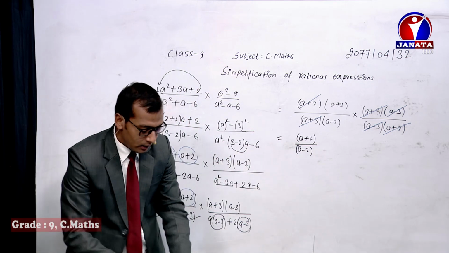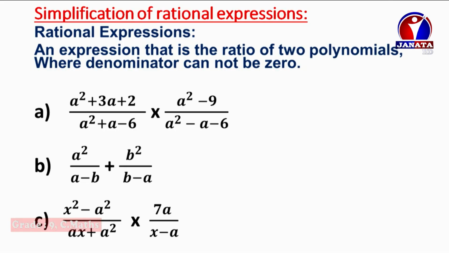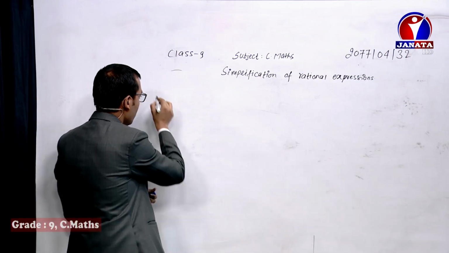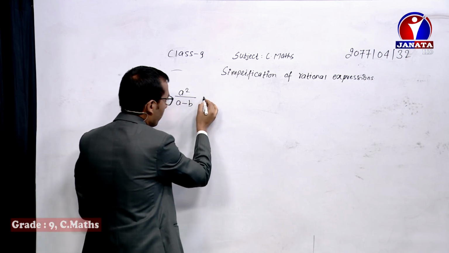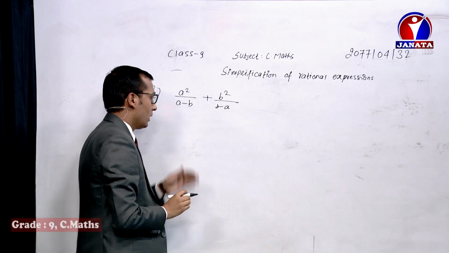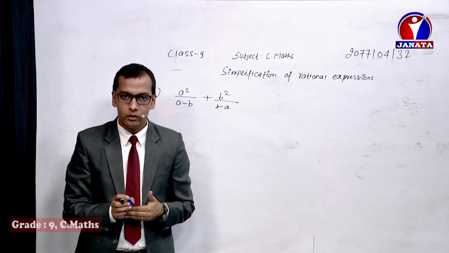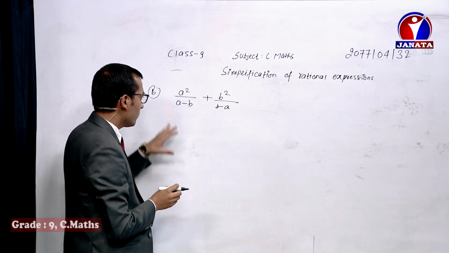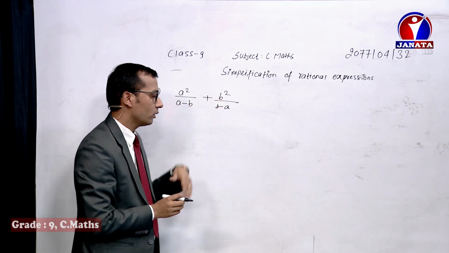Now similarly, let me take question number 2 for simplification. Number 2 is a square over a minus b plus b square over b minus a. So this is the next question for simplification. What is the first term? A square over a minus b, and the second is plus b square over b minus a.